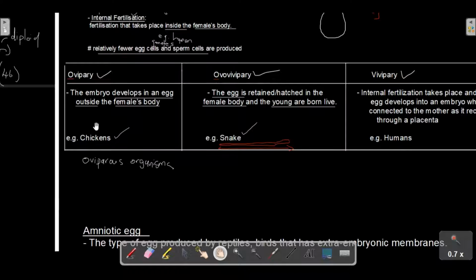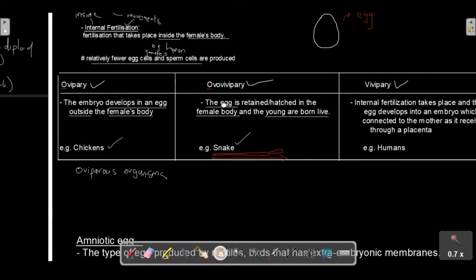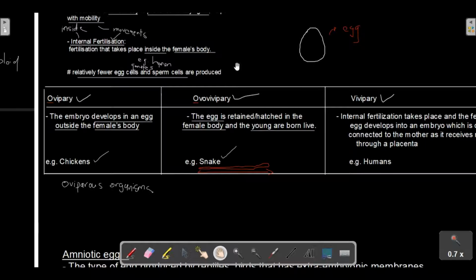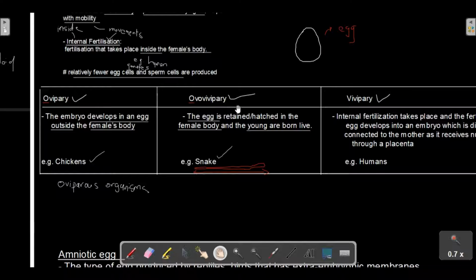But what is similar is the letter O at the beginning of each word, and the letter O represents the egg. Both of these have embryos growing inside of an egg, but the oviparous organisms have eggs outside the female's body, and the ovoviviparous animals have eggs growing inside the female's body. Okay, I hope that really helped.